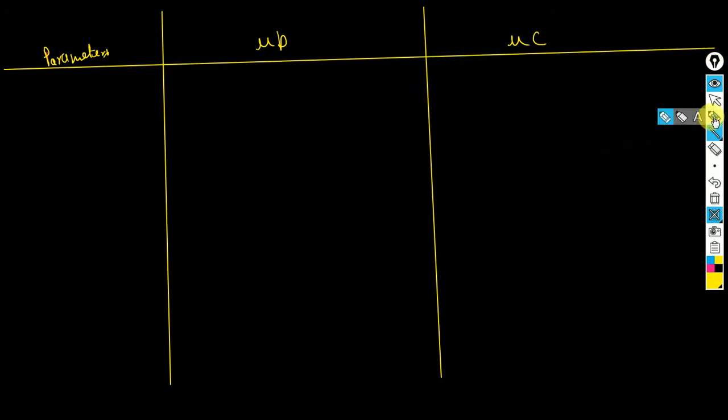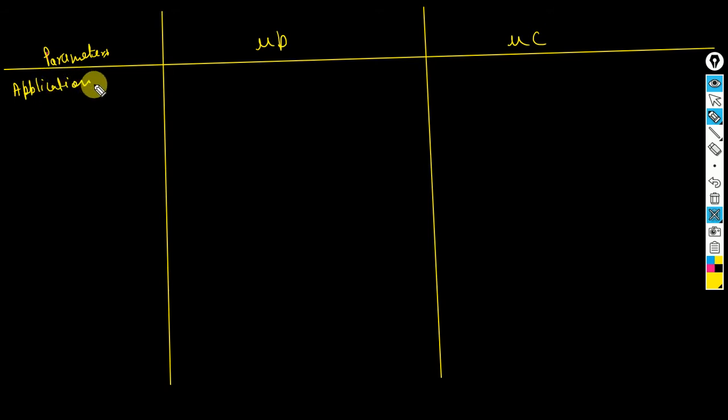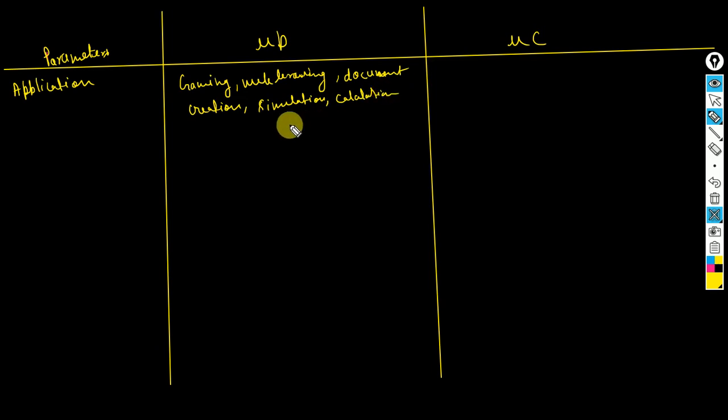So first start with the application of microprocessor. The applications of microprocessor are like gaming, web browsing, document creation, simulation, calculation, and many more. Okay, so these are the applications of microprocessor.